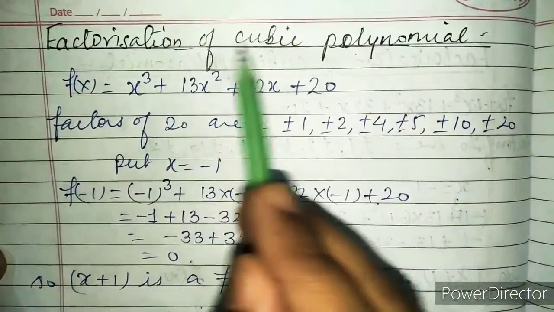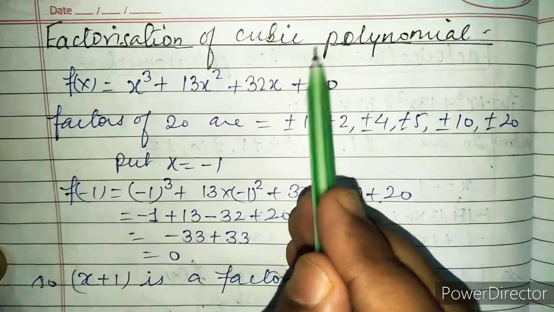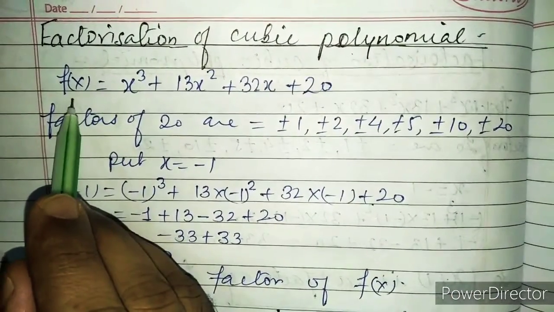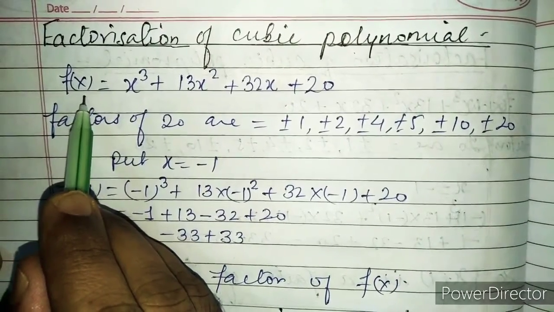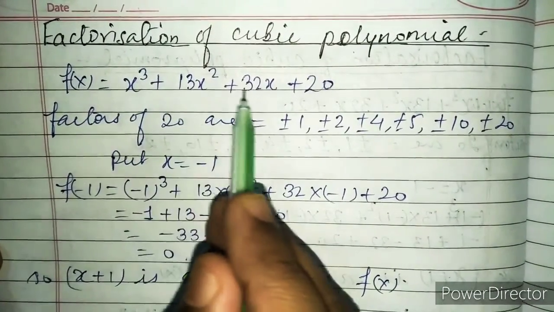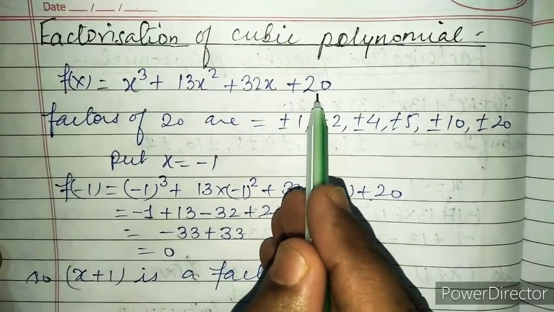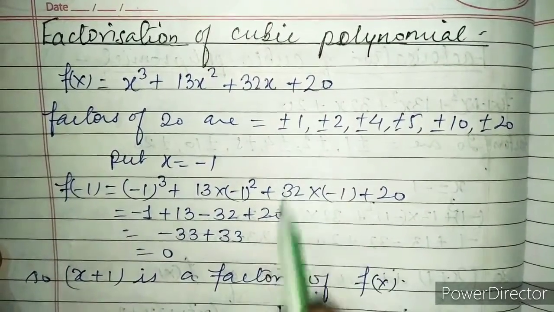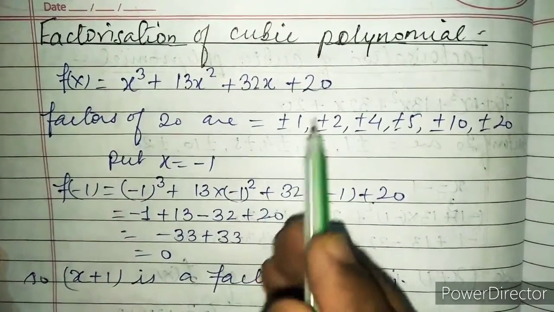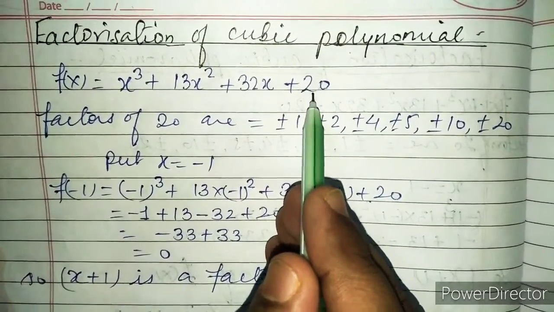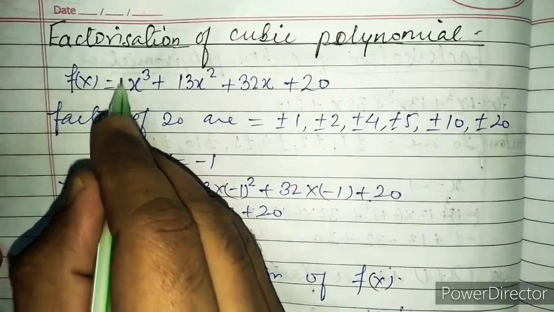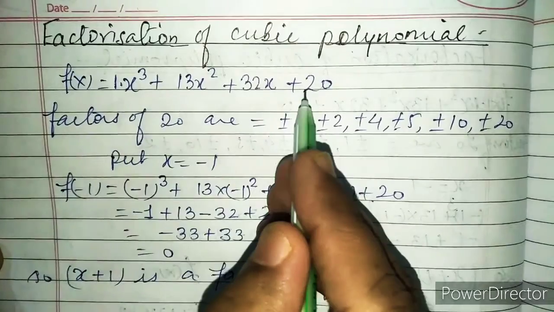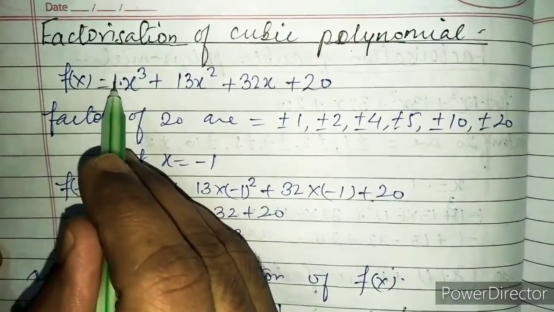I'm going to re-explain this topic with the help of another method, right? See here, I have a polynomial that is x cube plus 13x square plus 32x plus 20. See, whatever I've done here is the same as in the previous video, right? See, 20 = 1 × 20, the coefficient of the first term is 1. So 20 = 1 × 20, you have to factorize this, right?